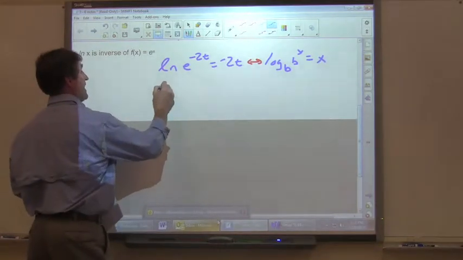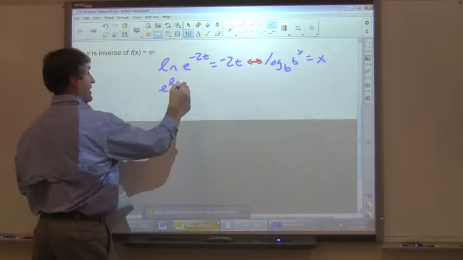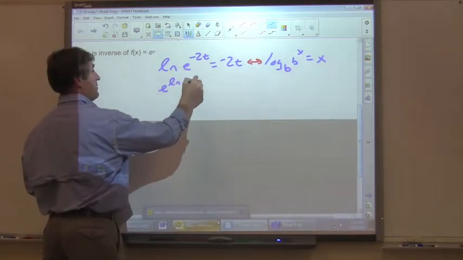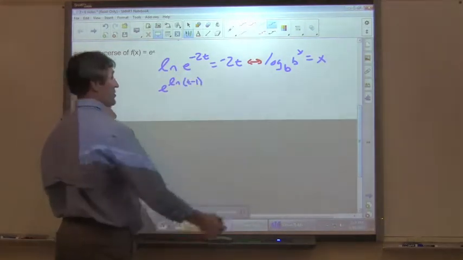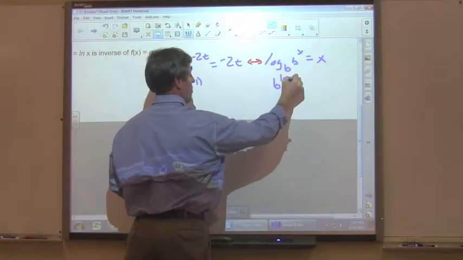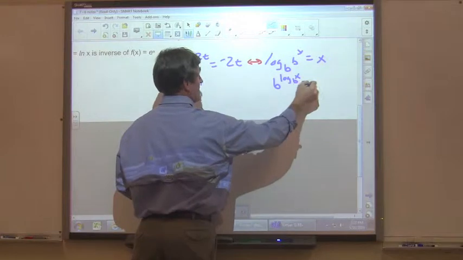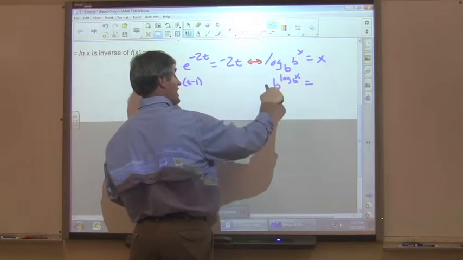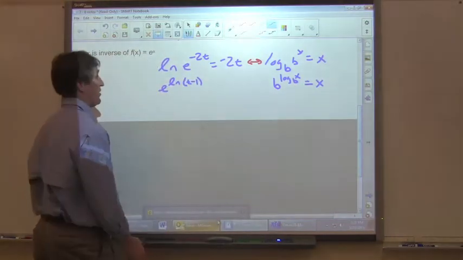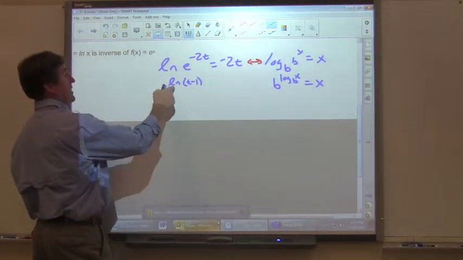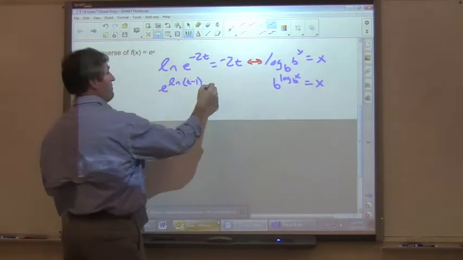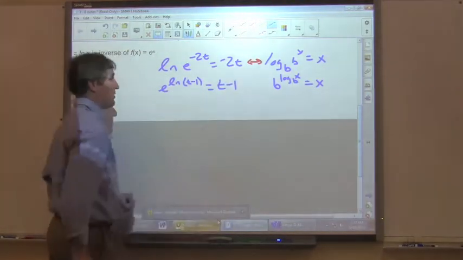If we have e to the ln of t minus 1, so that would be using the rule b to the log base b of x. If the logarithm's in the exponent and this base is the same as that base, again, it's whatever the value is. So again, because this is e and this is log base e, since those are the same, it's just t minus 1.